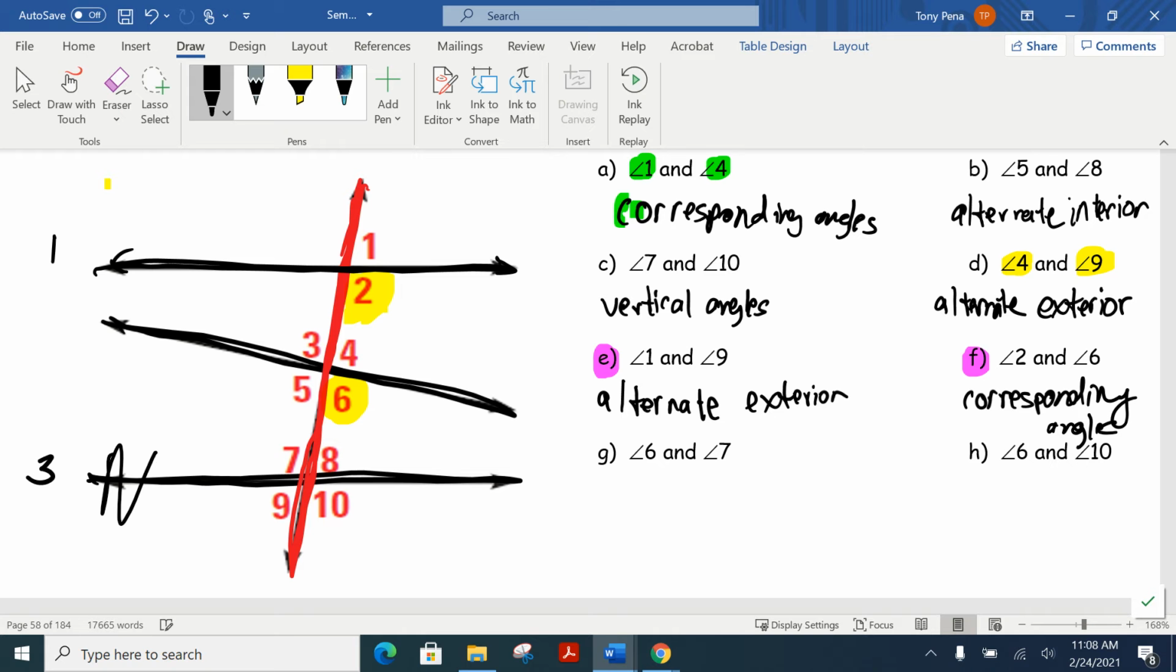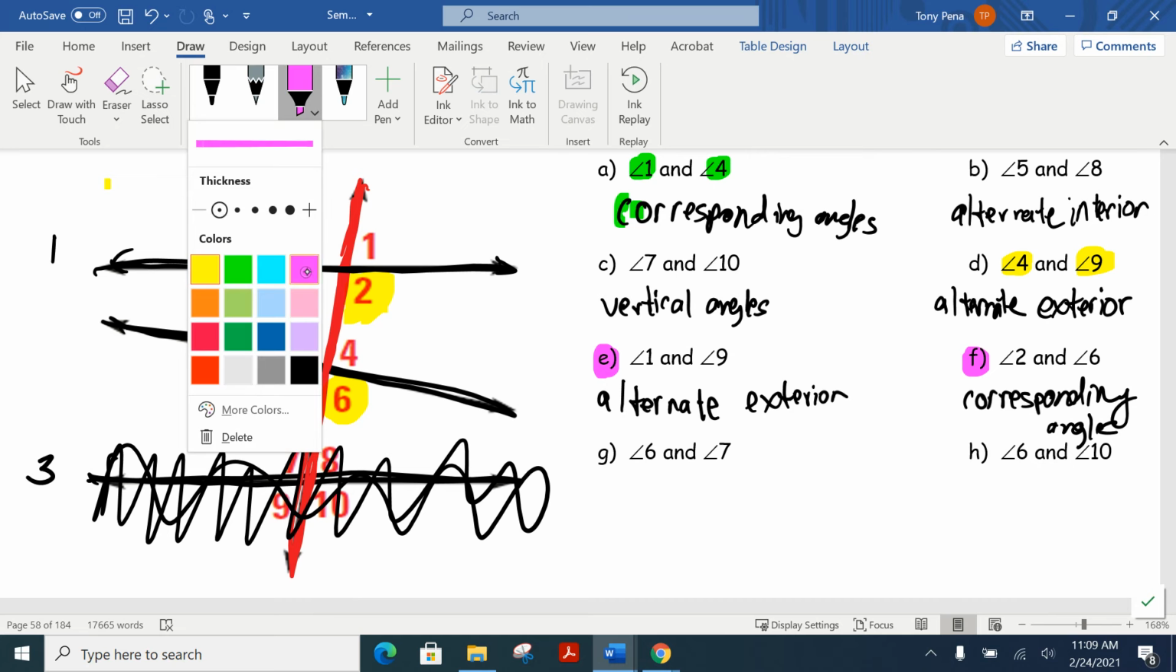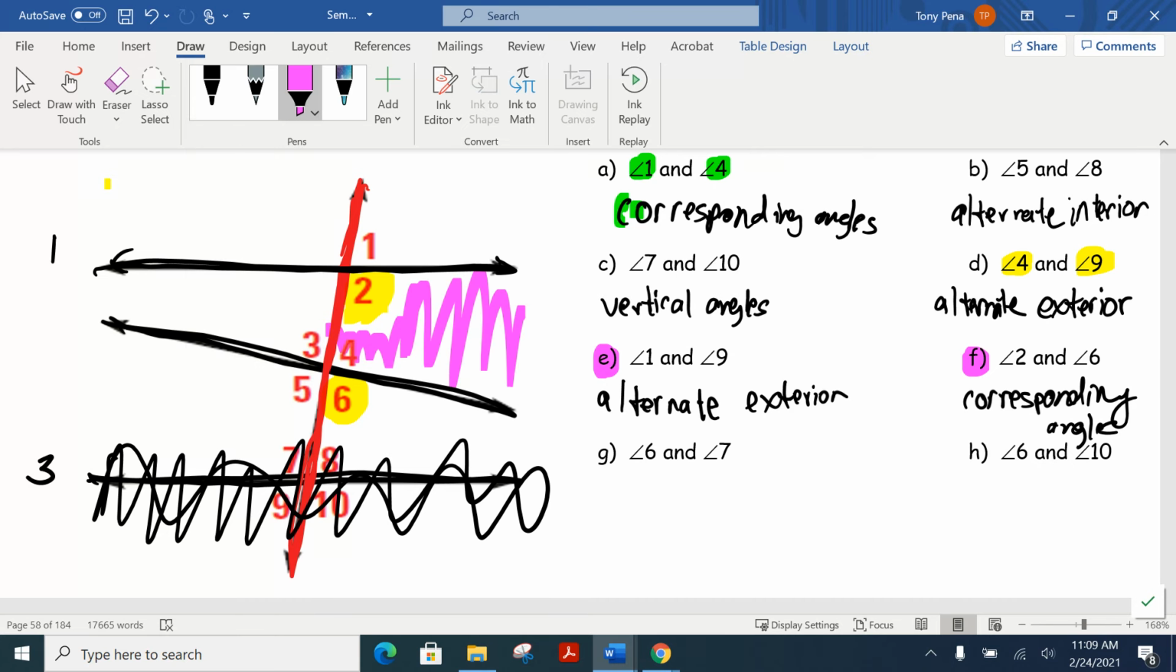When you do this, ignore this third line. Think about what would be interior of these. This is the interior. Notice how 2 is inside, but the 6 is outside. So no phrase that has interior or exterior works because one of those angles is in, one is out. The reason we would consider these corresponding is that 2 is the lower right-hand corner of this set of 4, and 6 is the lower right-hand corner of that set of 4. All right, good.